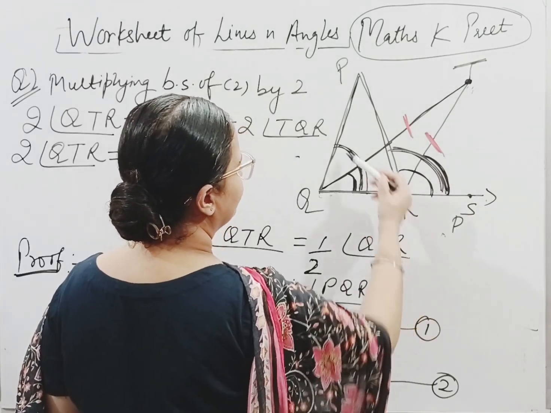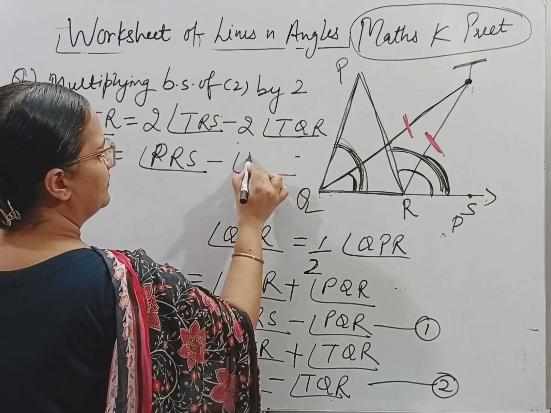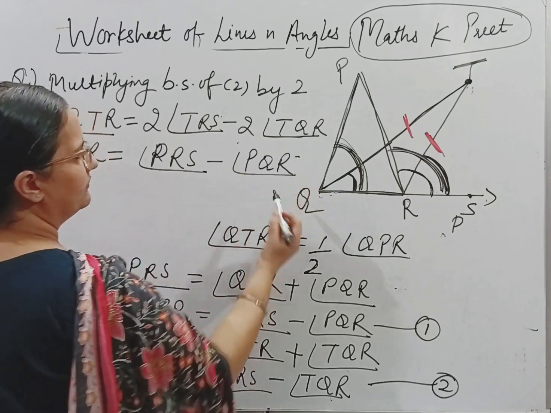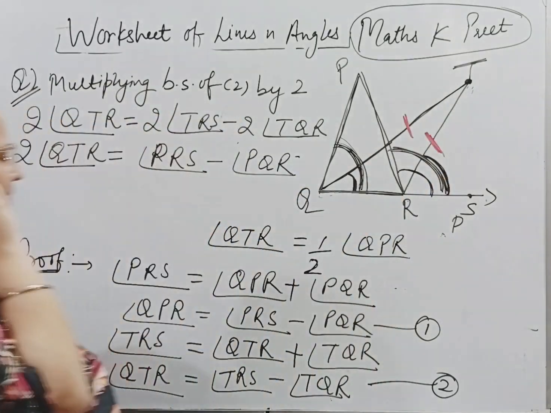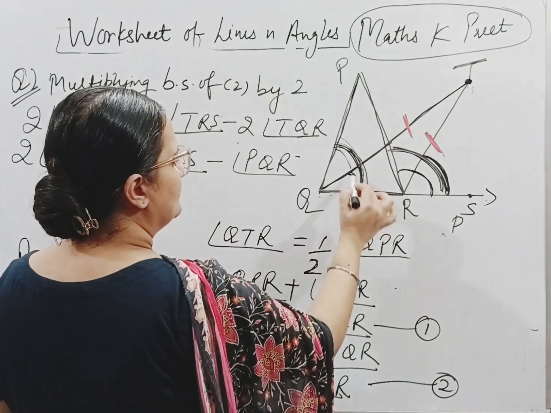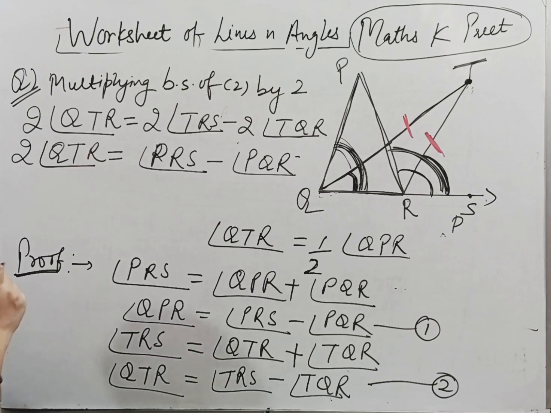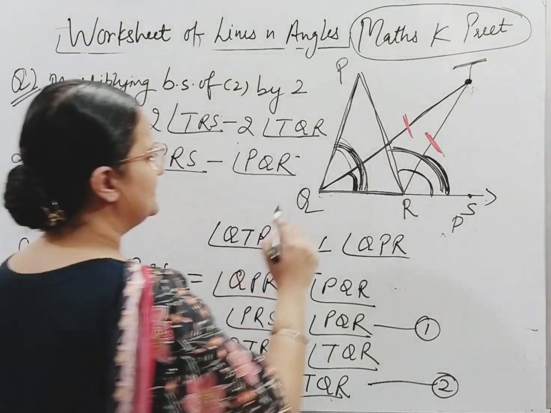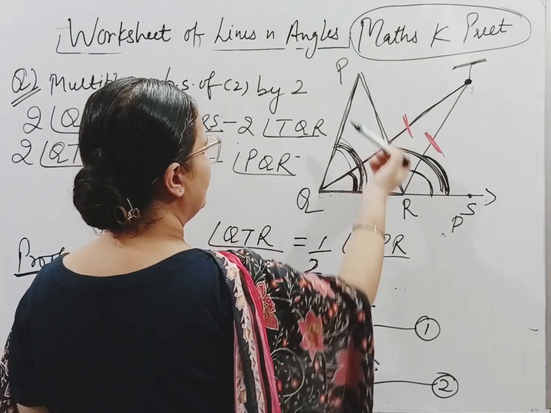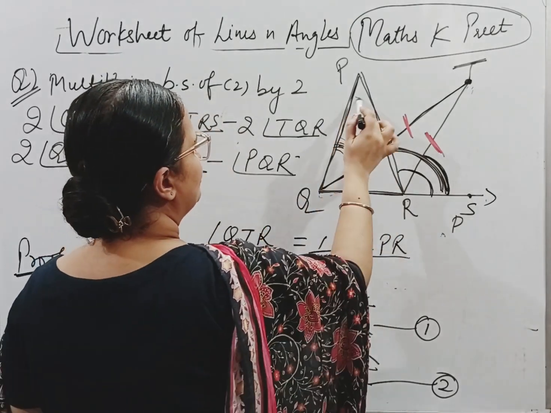2 times of this angle is what? PQR. Why? Because QT is the angle bisector as given in the question. So these two measurements are equal. So 2 times of this is this complete angle PQR. Now PRS minus PQR. Let's see here. PRS minus PQR. So this angle will be equal to this angle.